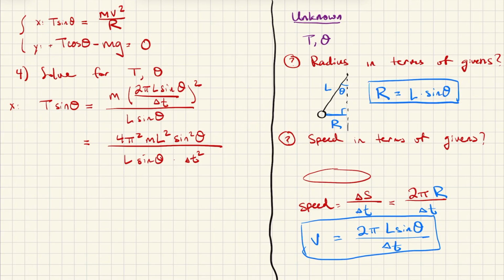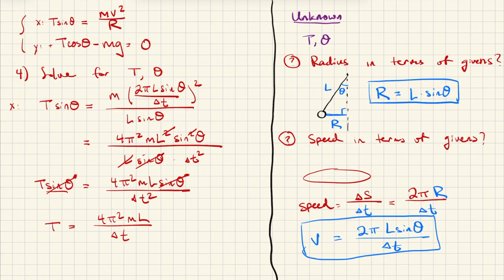What I can recognize here is that there's an L squared sine squared theta in the top and an L sine theta in the bottom, right? So one factor here and here cancels with one factor of L and sine theta here and here. And then that leaves us with the equation t sine theta equals 4 pi squared m L sine theta over delta t squared. Then my last thing I can recognize is that actually sine of theta exists on both sides as well. So we can divide both sides by sine of theta, and we recover the nice expression t is 4 pi squared ml over delta t squared, okay?